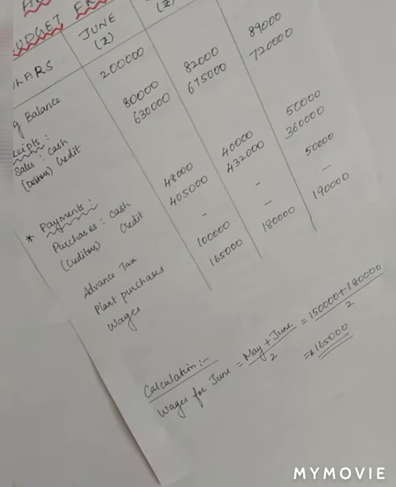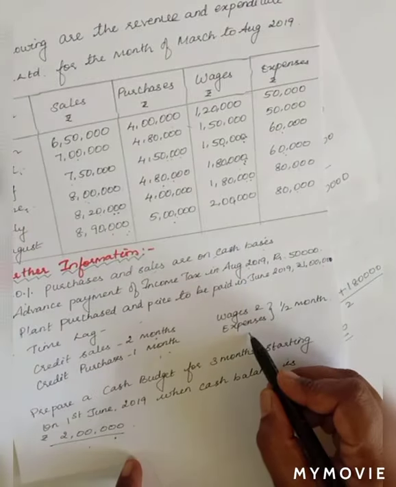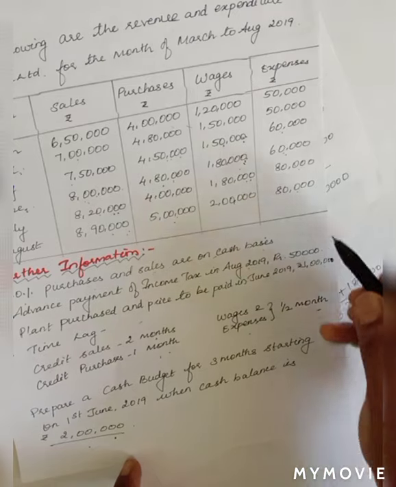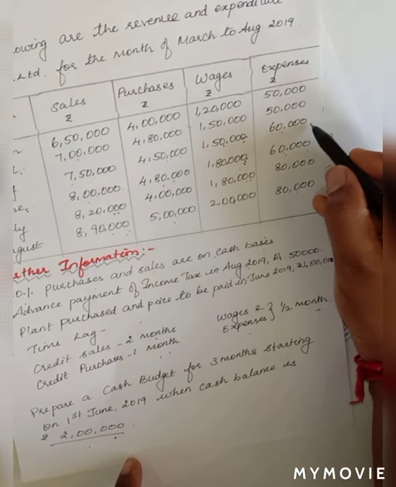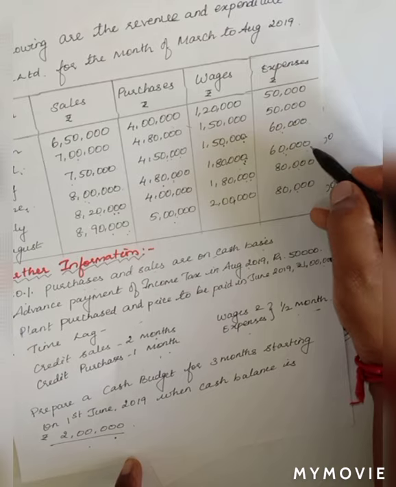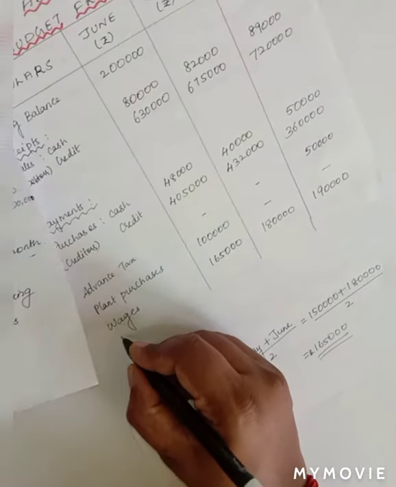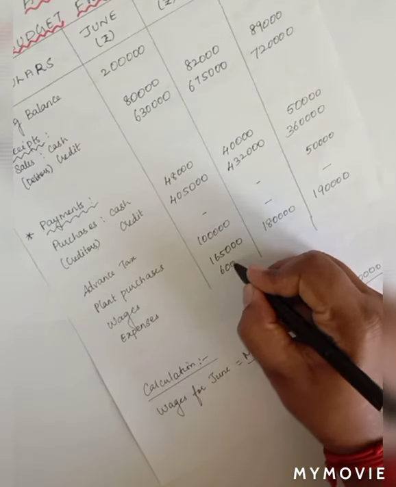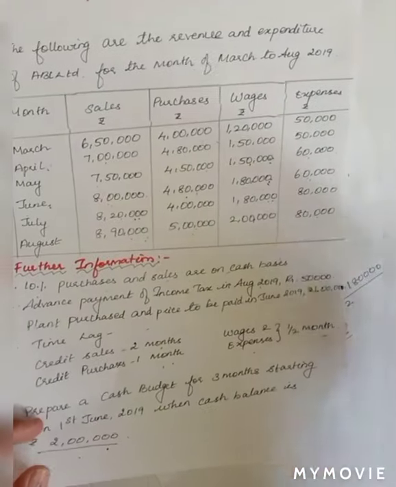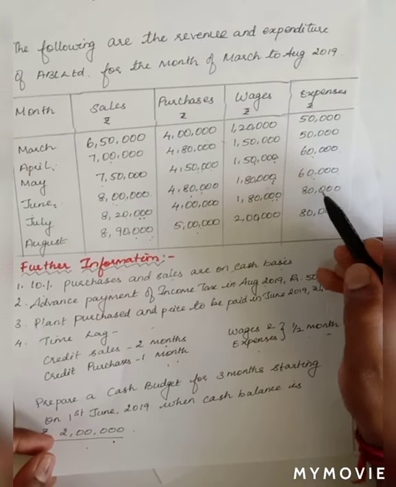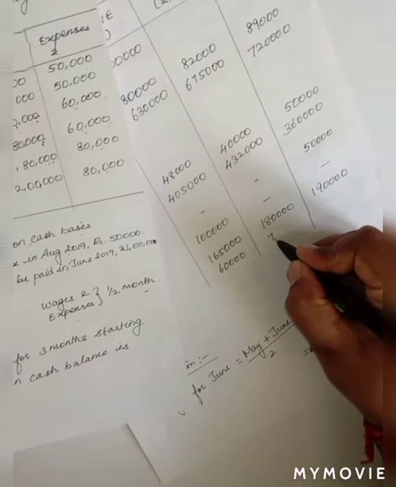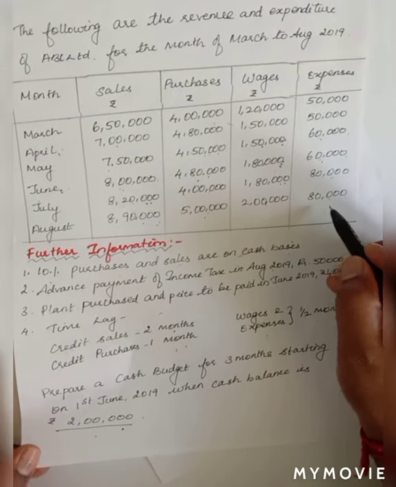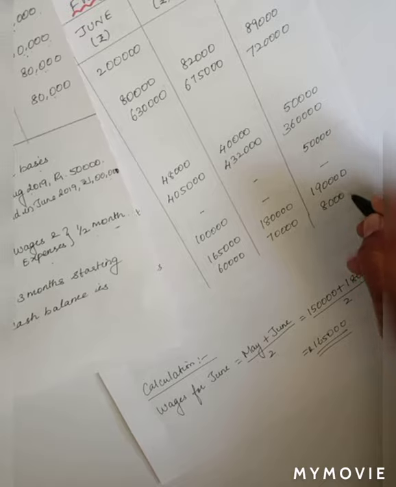So wages is over, and see the next one, expenses. For expenses also you have to pay half a month. The time period allowed is half a month. So for June you have to pay half of May and half of June. So 60,000 plus 60,000 by 2 will give you 60,000 again. Likewise for the month of July, 60 plus 80 by 2, which is 70,000. And likewise for the month of August, 80 plus 80 by 2, which is 80,000.